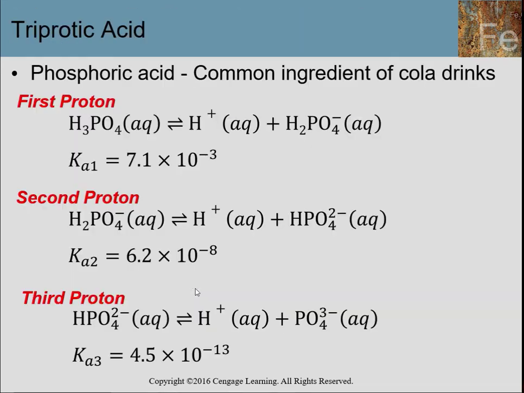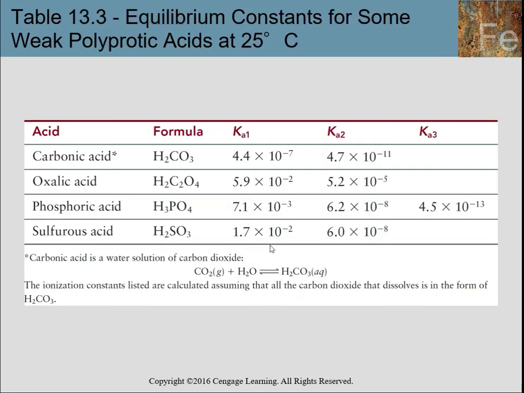Here's a triprotic acid, phosphoric acid, like I mentioned before. Phosphoric acid, first one, 10 to the negative third. Pretty strong. Second proton, 10 to the negative eighth. Very weak. Third proton, 10 to the negative 13. Super weak. Okay, so 3 protons, 3 different Kas, 3 different values. And here's a couple more that show you the numbers for those, but also gave you carbonic acid and sulfurous acid to show you the trend. Okay, so that's the acid side.